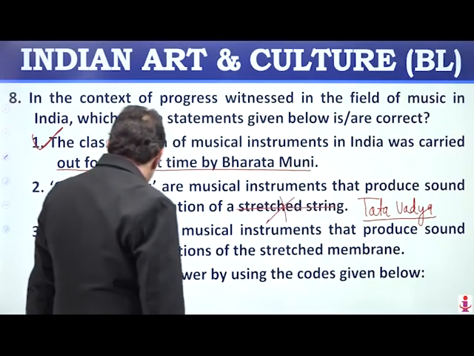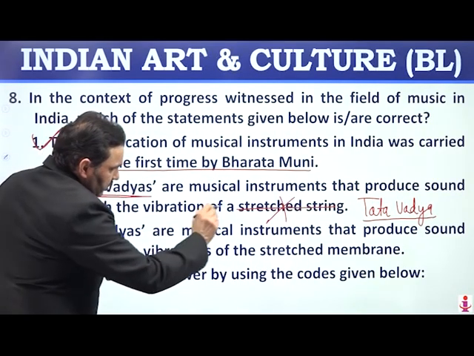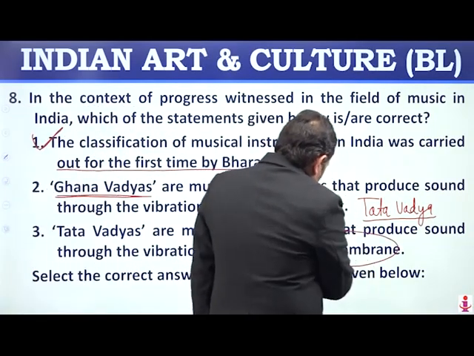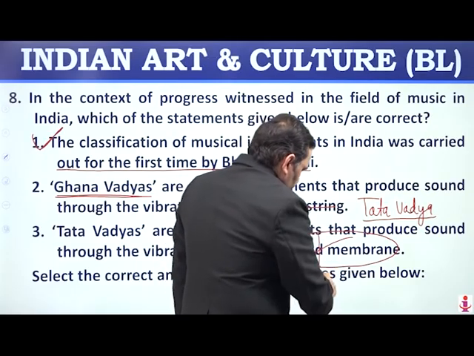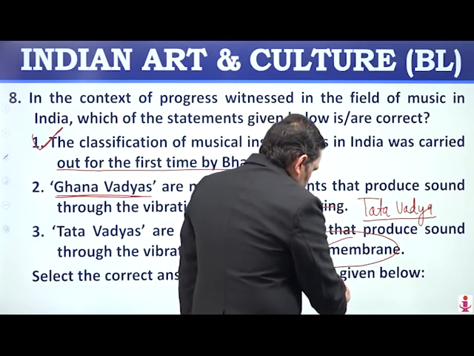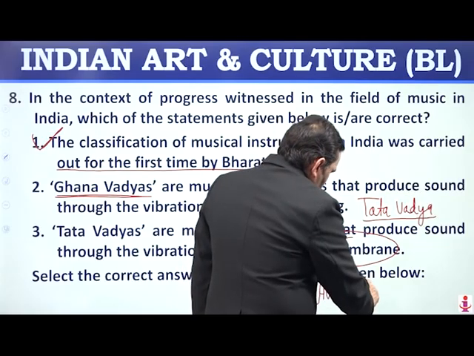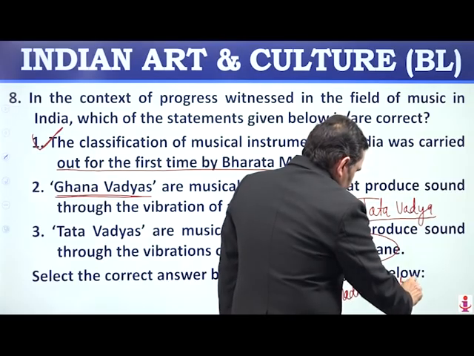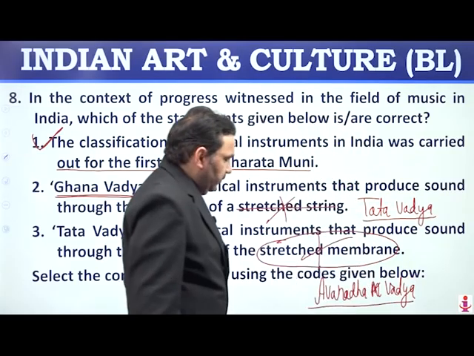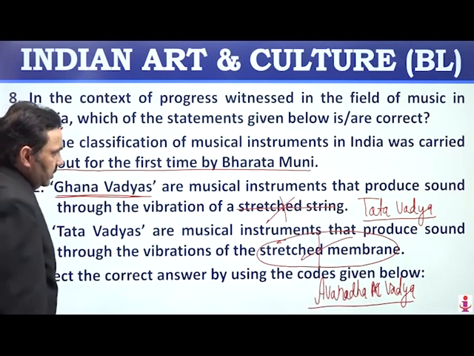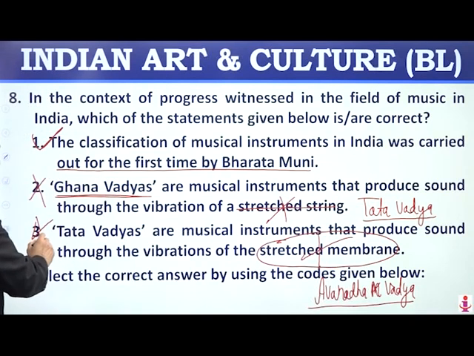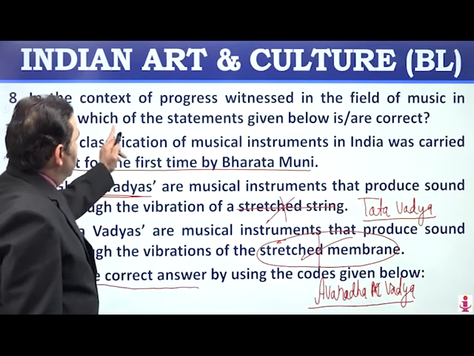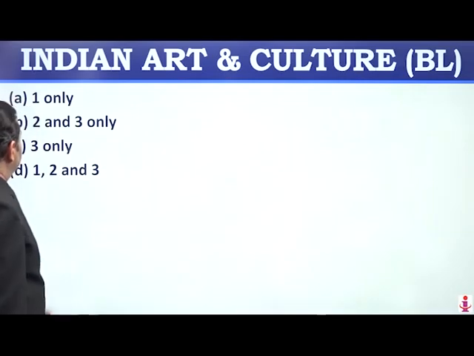Tatavadyas are the musical instruments that produce sound through stretched membrane. No, through stretched string, stretched membrane was the feature of Avanadhavadya. Avanadha Vadya, membranophone. In English, membranophone. So second is wrong, third is wrong. You need to see the correct statements. Which of these are correct? Only one, that is A.